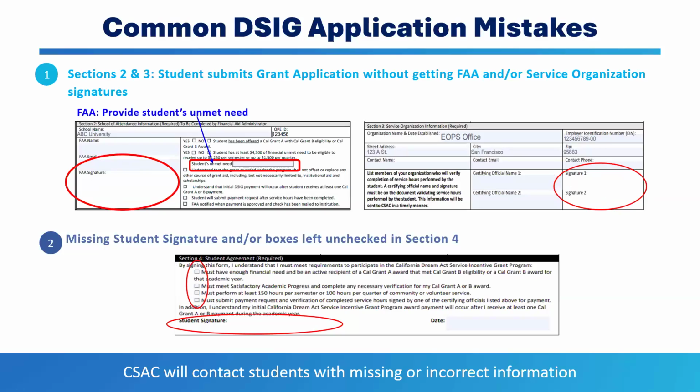So as much as possible, have your student fill out the form, get all the signatures that need to be signed, and then make sure everything is accurate before sending it to the DSIG inbox.